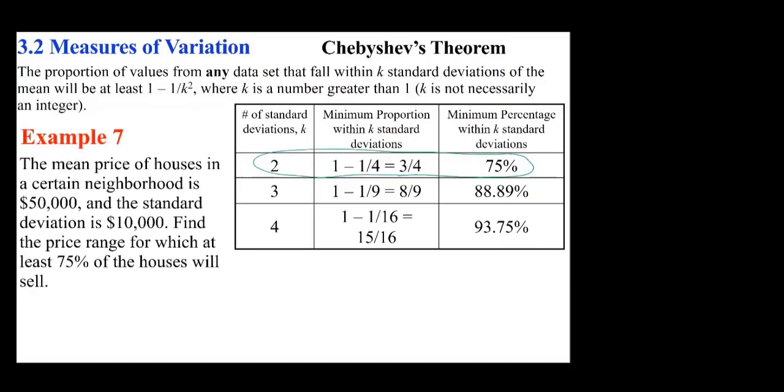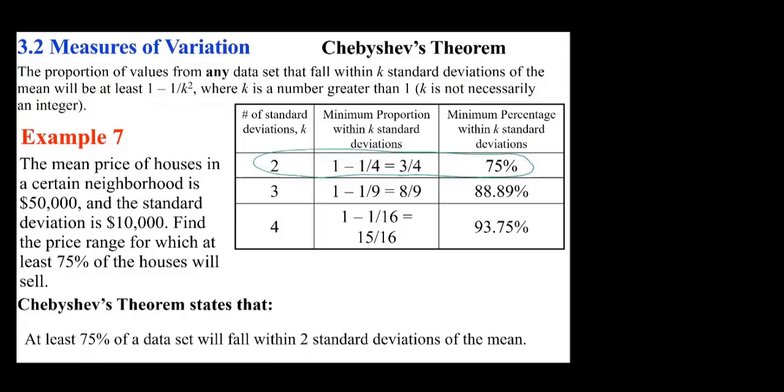The mean price of houses in a certain neighborhood is $50,000 and the standard deviation is $10,000. Find the price range for which at least 75% of the houses will sell. If we look at the table, we really don't have to do much. 75% corresponds to 2 standard deviations as far as Chebyshev's theorem is concerned, and at least 75% happen within 2 standard deviations of the mean. So we are going to do the calculation.